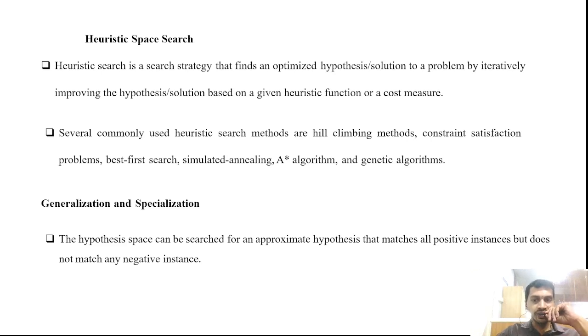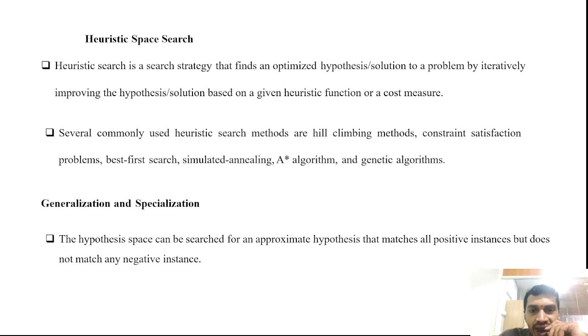There are several heuristic functions which we can use. We know there are hill climbing methods, best search, breadth first, best first, or A star algorithms. That's what we have seen in artificial intelligence. In the introduction to artificial intelligence in the first semester, I think you came to know about all these things, so I won't explain them. But these are some of the heuristic methods from which we can find the optimized hypothesis.